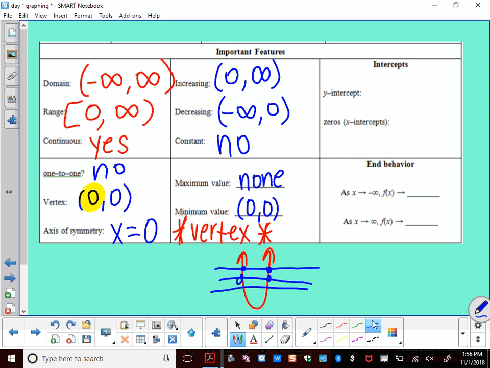Wait, it's the same as the vertex? Yeah, so I'm only going to have one, right? Max or min. This time we knew it was a minimum, so it's going to be the same as my vertex.